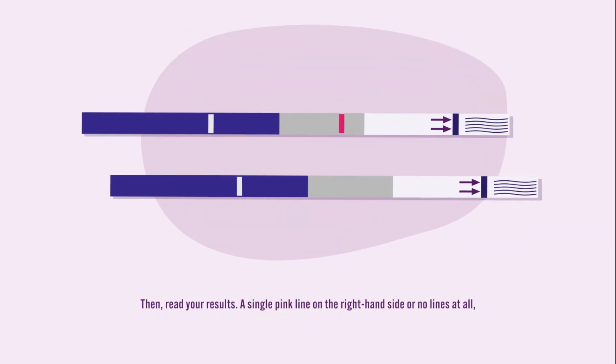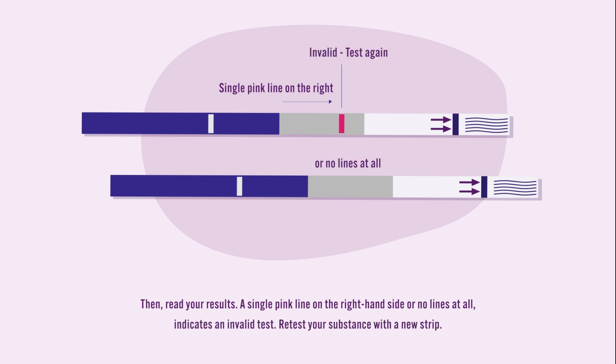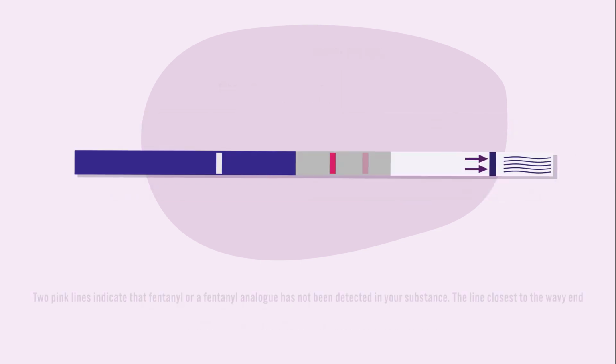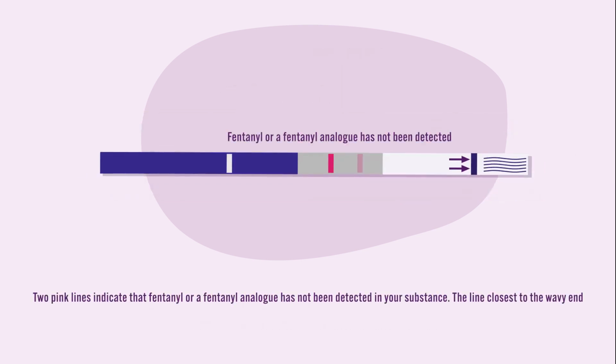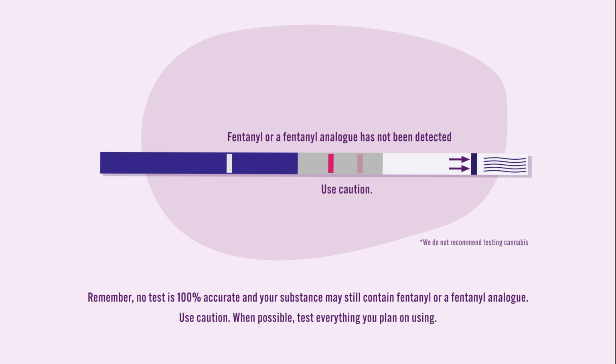Then read your results. A single pink line on the right-hand side or no lines at all indicates an invalid test. Retest your substance with a new strip. 2 pink lines indicate that fentanyl or a fentanyl analog has not been detected in your substance. The line closest to the wavy end of the strip may be faint. This is still a negative result. Remember, no test is 100% accurate and your substance may still contain fentanyl or a fentanyl analog. Use caution. When possible, test everything you plan on using.